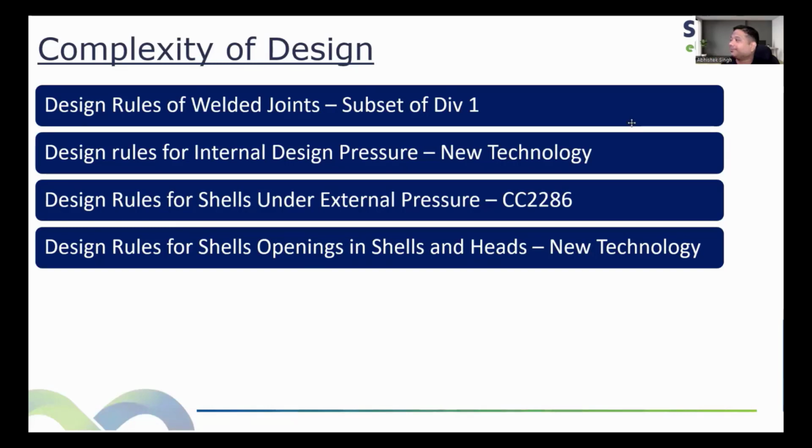How do we calculate the reinforcement? Area, right? So we basically work on compensating the area: area lost, area compensated. But here it is completely different. It calculates the maximum allowable working pressure, the MAWP, for that opening. So the procedure is completely different. It's very interesting. That is also based on new technology.